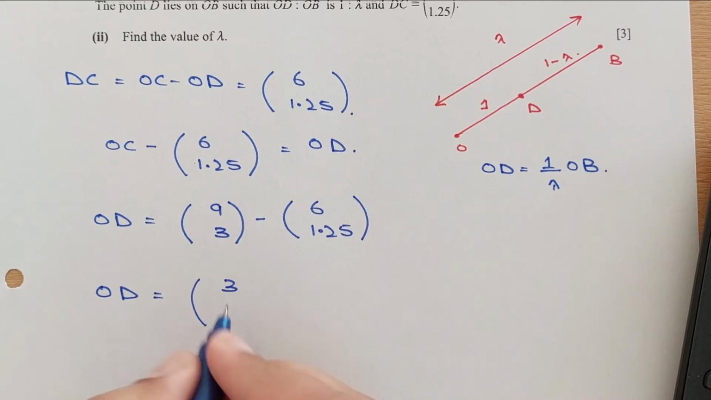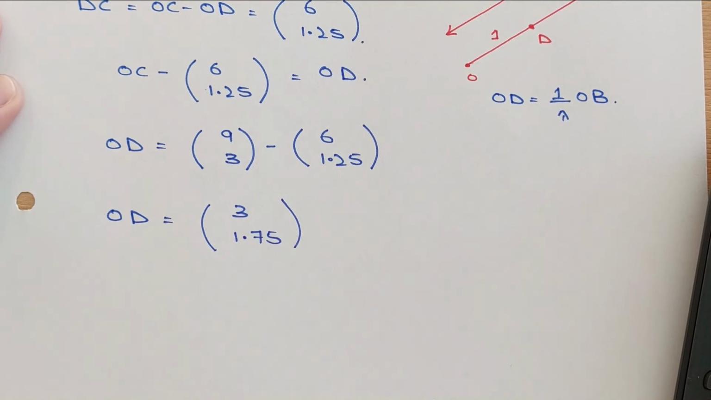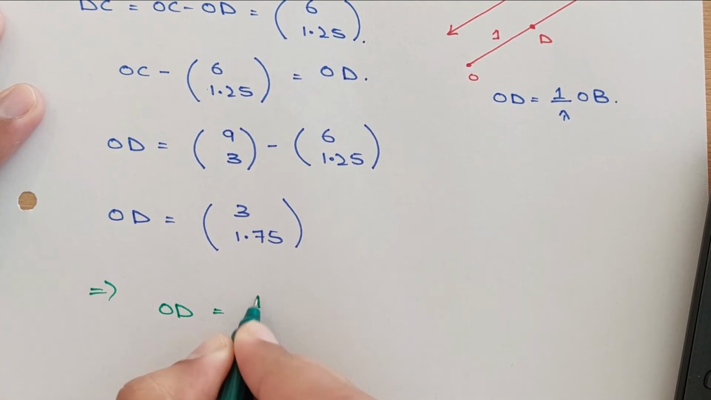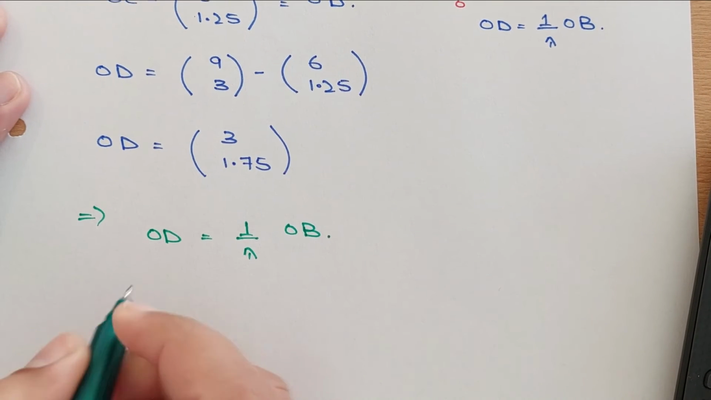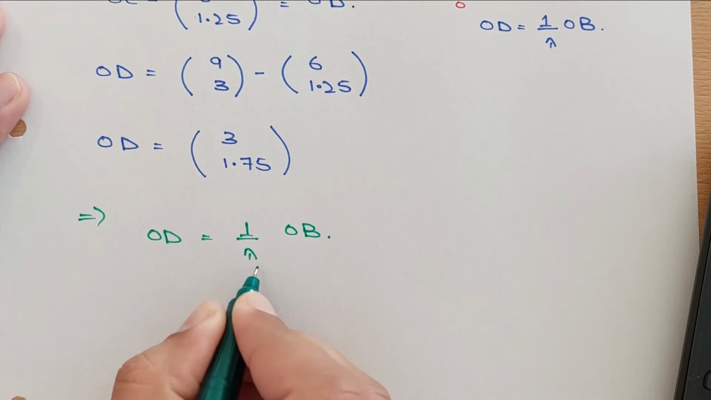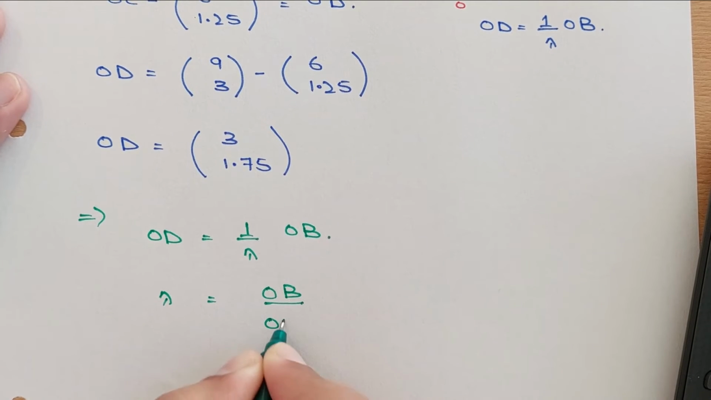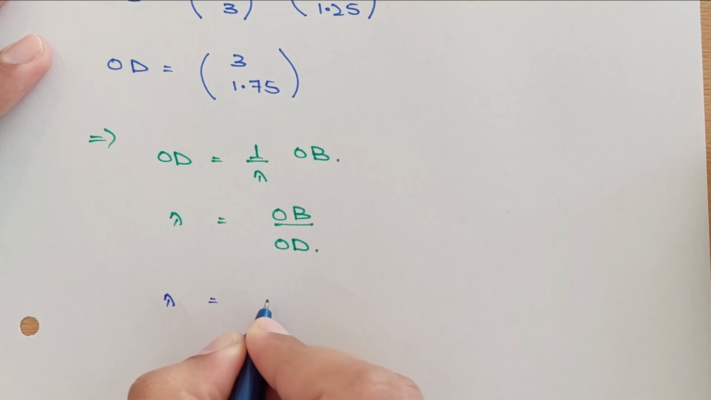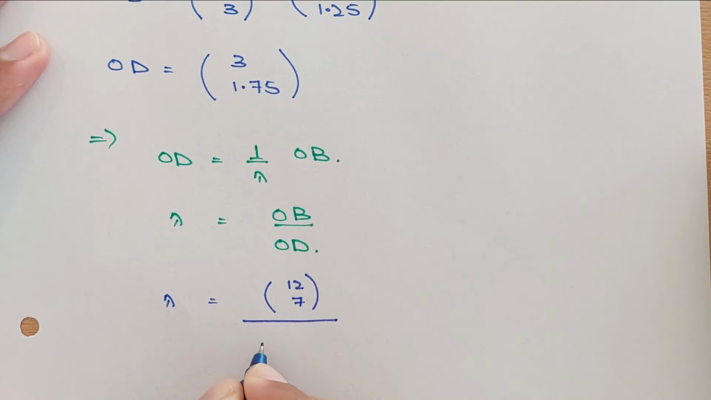This is 1.75. This is OD, right? So put over here, we can solve for lambda. From here, OD is 1 by lambda times OB, right? Or we can say that this is OD. What is lambda? Lambda equals OB divided by OD. Lambda equals OB, which we have been given as 12.7. We have to divide this by 3 and 1.7.